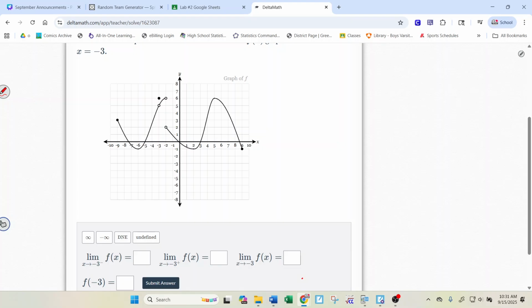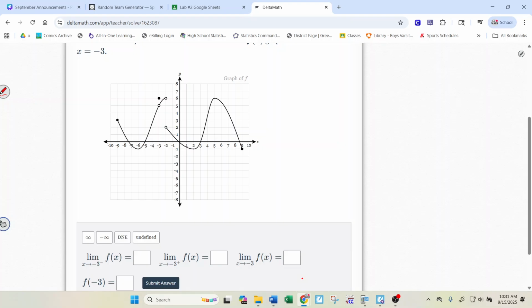From the left. Oh, wait, I'm sorry. I'm about the wrong one. You guys were right. -3. Oh, we did the first one. What's -3 from the left? 5. What's -3 from the right? 5.